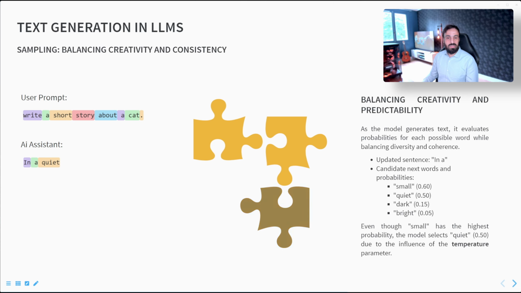As the model builds the sentence, it tries to balance creativity and predictability to produce engaging yet original text. In this example, although the next possible word, "small," has the highest probability, the model may select the word "quiet" instead, due to adjustments by a parameter called temperature.